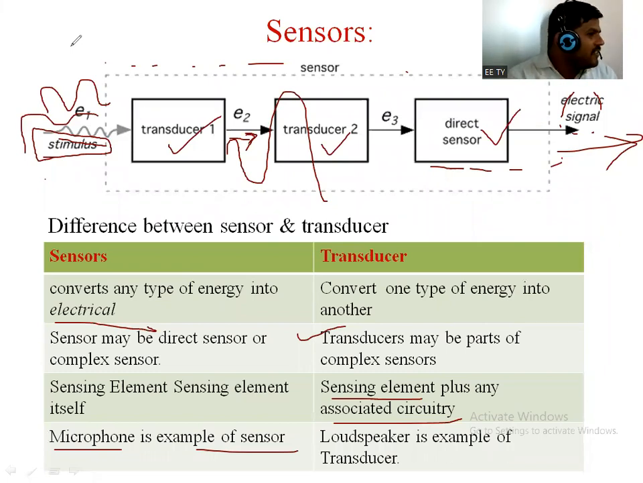Is extra circuitry required? No, there is no extra circuitry, and it doesn't take five or ten minutes. Like when you touch an iron, you know its temperature within a fraction of a second. So it is a direct conversion: we get an immediate output.